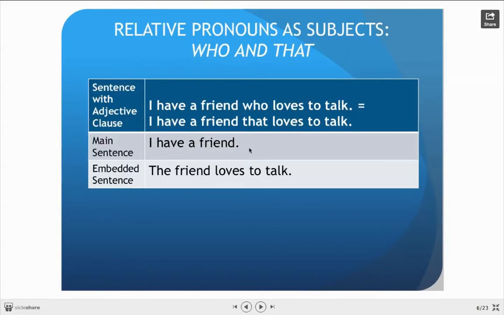This is the main sentence. This is the embedded sentence. I have a friend. The embedded sentence, the friend loves to talk.